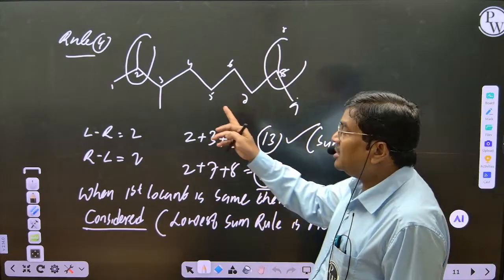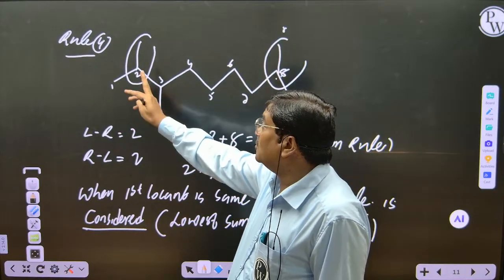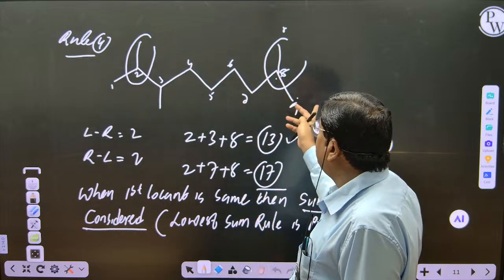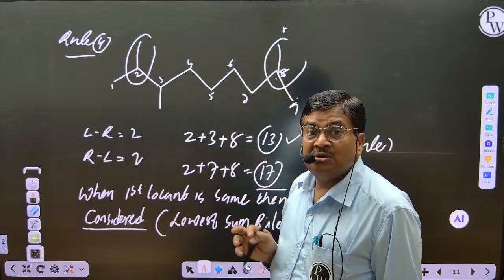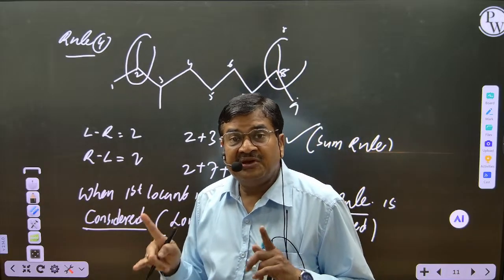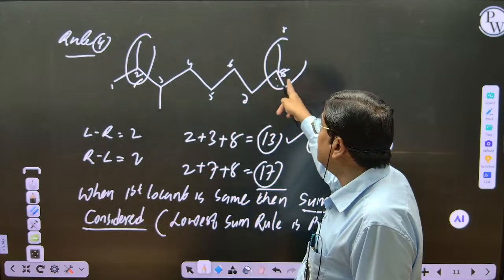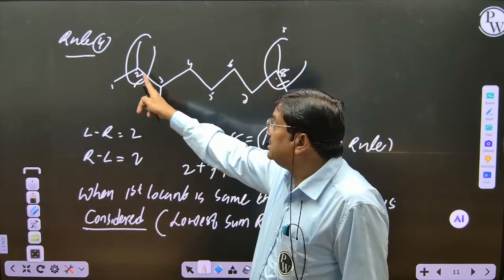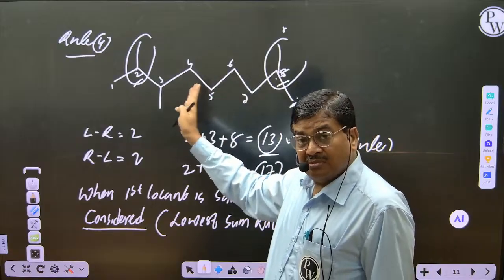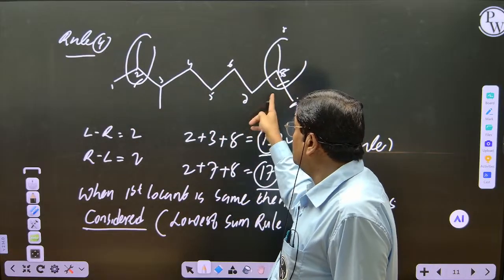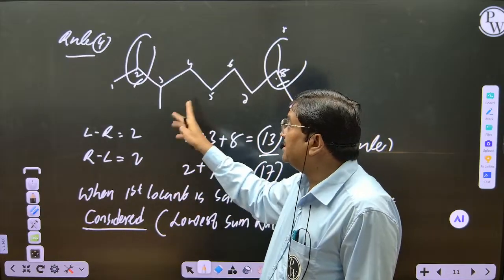Now rule 4. See, suppose the first locant is coming same. When I go from left to right, it is coming 2, and from right to left also it is coming 2. Then you have to go by some rule. If the first locant in both cases is coming same, here it is 2, here also it is coming 2. Then I have to take the sum. See, 2 plus 3 plus 8, that is coming how much? 13. But if I go from right to left, the number is coming 2 plus 7 plus 8. So that is coming 17. So lowest number is preferred.